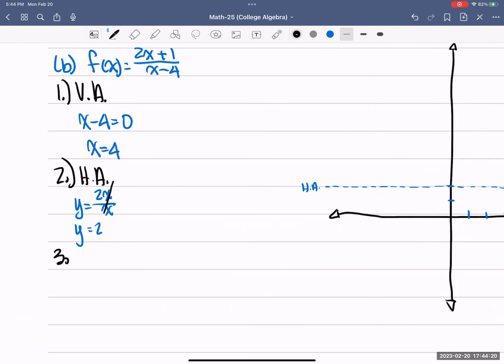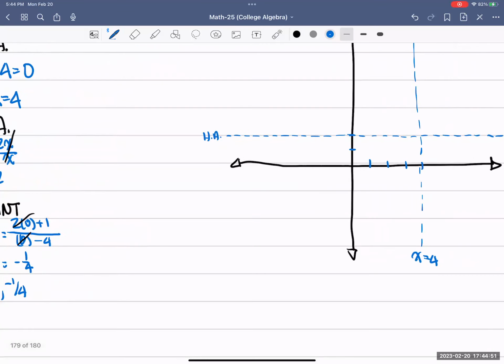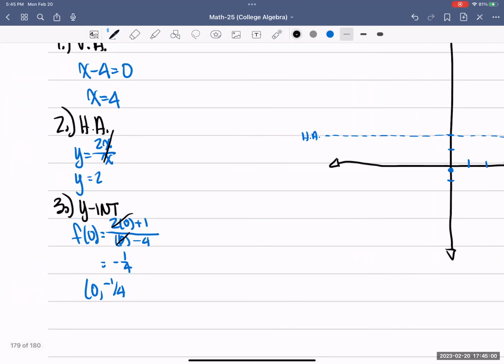And part 3 is going to be our y-intercept. So y-intercept happens when x is equal to 0. So here we're going to evaluate our function at 0. So everywhere we see an x, we're plugging 0 in. So this part goes to 0, this part goes to 0. So we're left with a negative 1 over 4. So we have the point when x is 0, y is negative 1 over 4. So we'll say that this is 1, 1/4 is about here. Perfect.